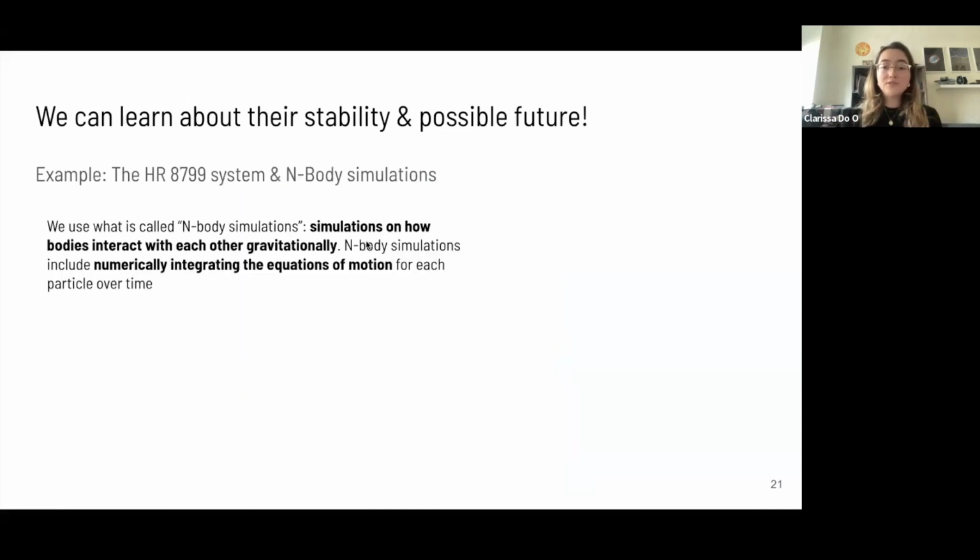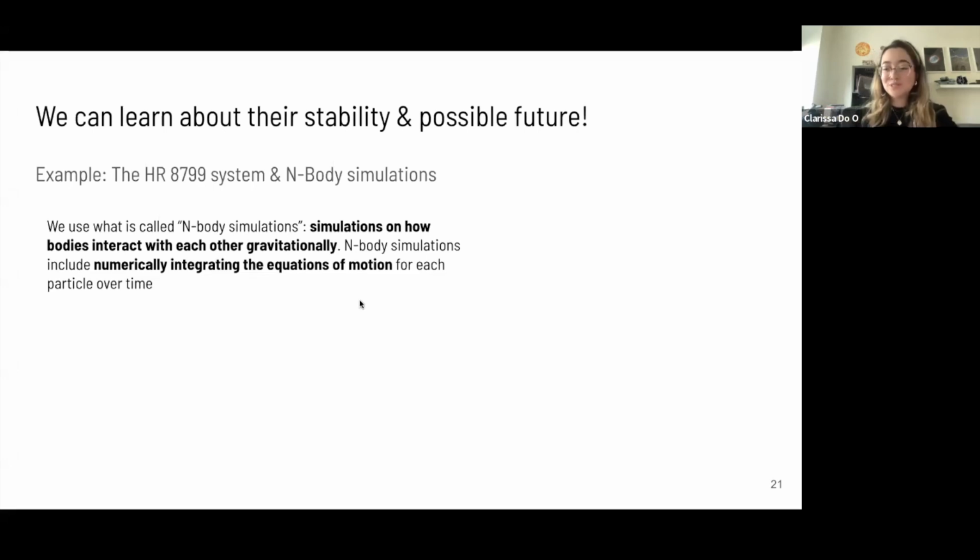The way we can understand more about their stability from their orbits is by using what we like to call n-body simulations, which are simulations of how these planets interact with each other gravitationally by solving the equations of motion for each of the particles over time. And if you know their orbits, this becomes a pretty straightforward thing to do.